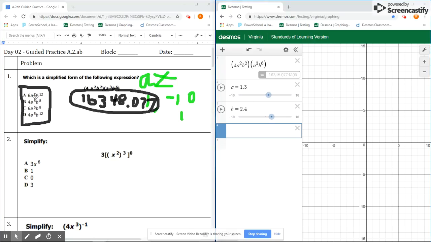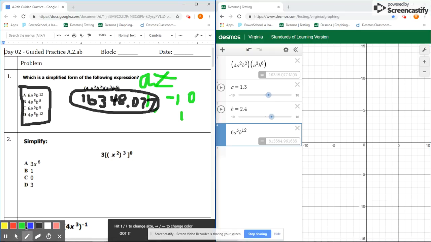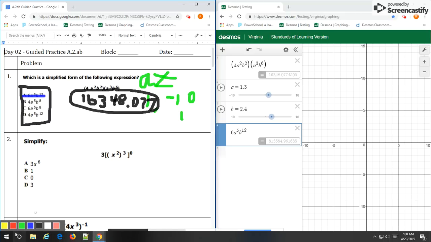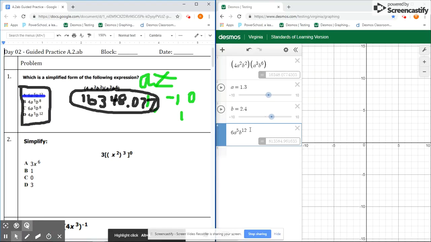I'm going to start with letter A. We have 6, a to the 5th, b to the 12th. Okay, and look at the number that it gives us. It gives us 813,584. That is not the same thing. Okay, so I'm just going to cross this one out. It's not the same as what we had here in black ink. All right, so I'm going to erase that. Well, actually, I'll leave it. I'll try the next one.